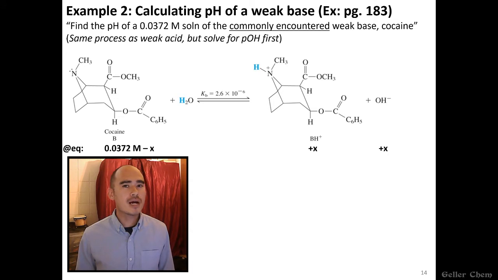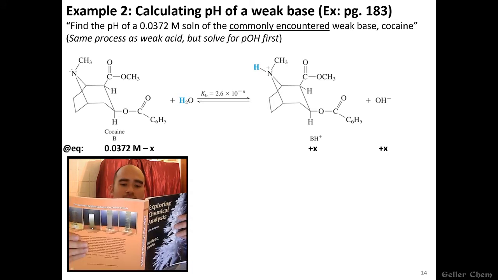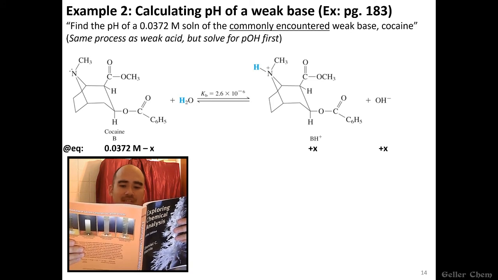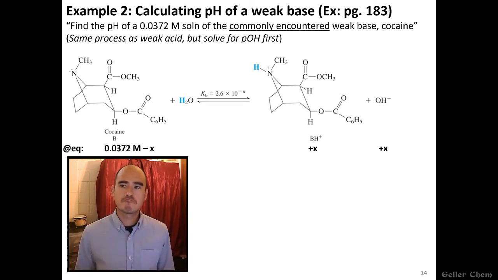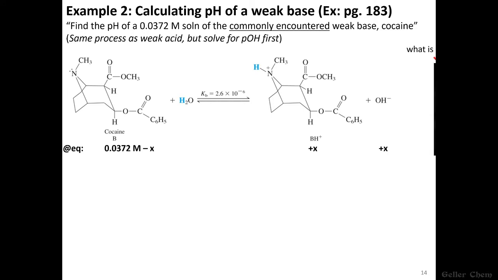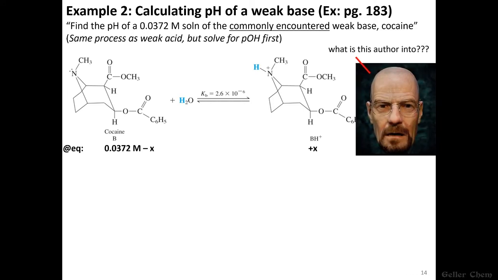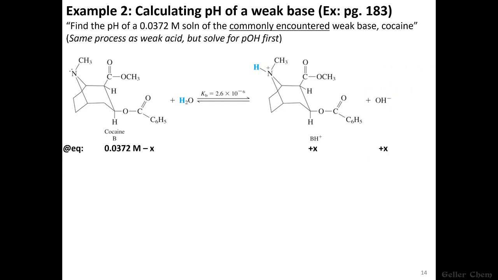And I chose a problem from the book because I thought it was a very interesting wording. Find the pH of a 0.0372 molar solution of the commonly encountered weak base cocaine. And that, of course, made me wonder... so it's an interestingly worded problem.